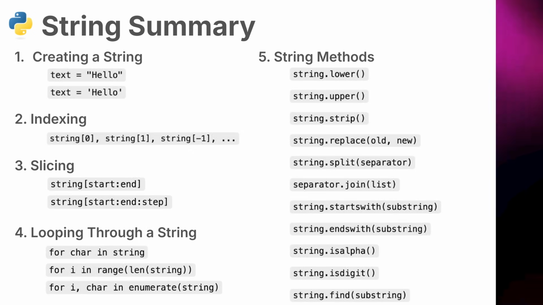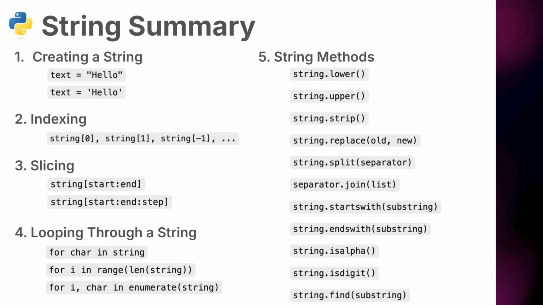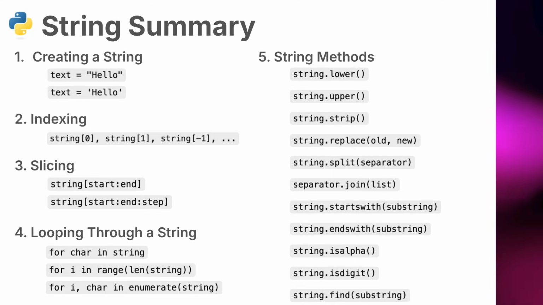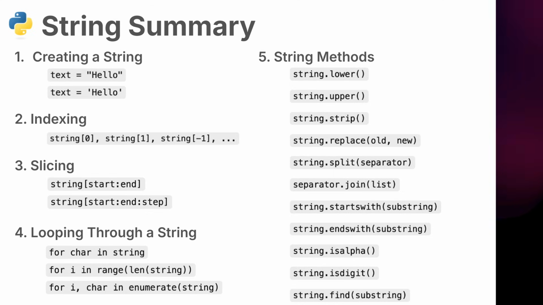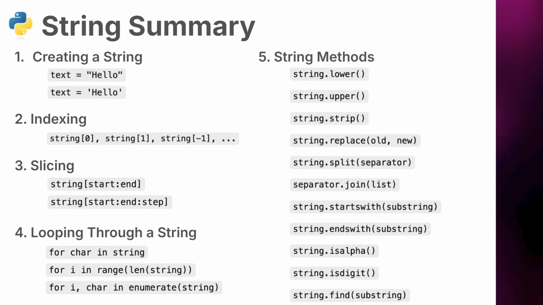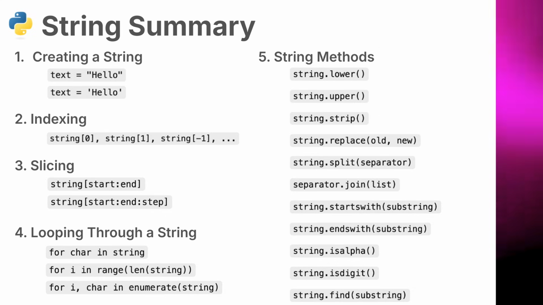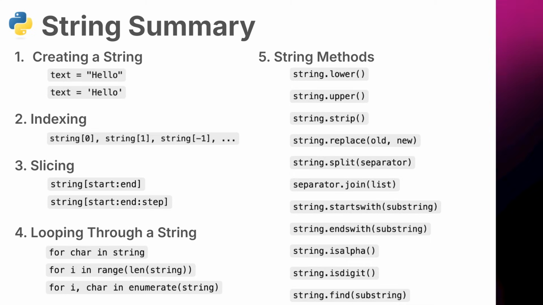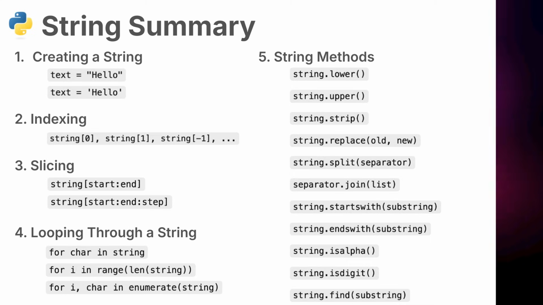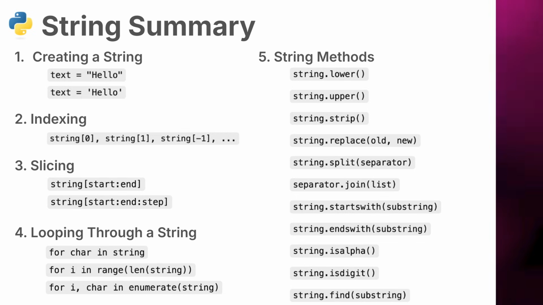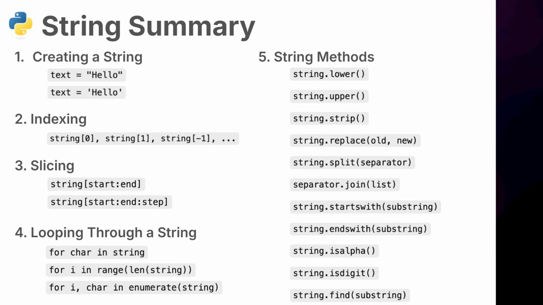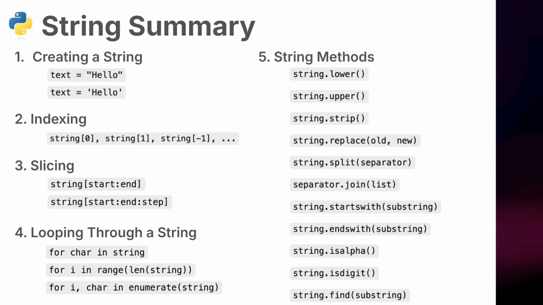This is the summary of the string. We covered these things. 1. Creating a string. You can create strings using either double quotes or single quotes. Both work the same way. 2. Indexing. Strings are ordered, so you can access characters by their position using square brackets. Index starts at 0 and negative indexes count from the end. 3. Slicing. You can extract parts of a string using the start, end, and step pattern, just like lists.